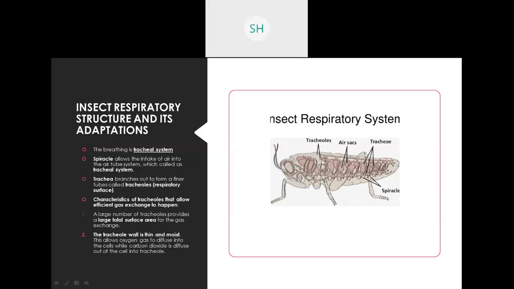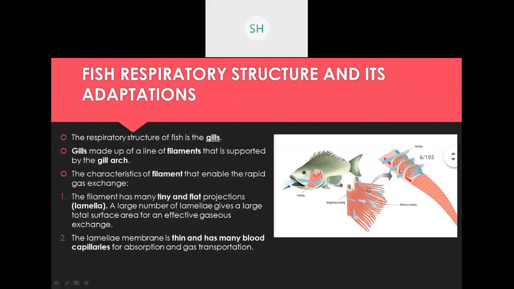Now we move to the fish respiratory structure and its adaptation. As you can see here, the respiratory structure of the fish is the gills. The gills are made up of the gill filaments. As you can see, this is the gill filament, which is supported by the gill arch. This one is the gill arch and this one is the gill filaments.